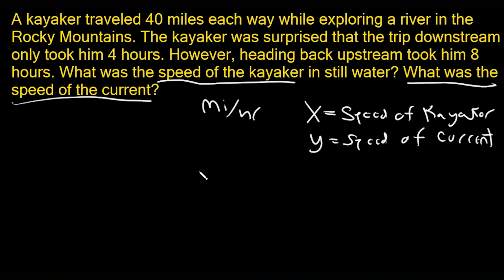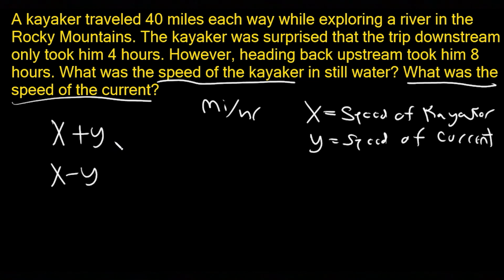And so for my first equation here, we're going to assume we're going downstream. And so I can start off by saying x plus y. And I'm going to say x plus y because, well, here's the speed of the kayaker. We know that the speed of the current will add to the overall speed in which he's going. So we're going to add there when he's going downstream. Now, when he's going upstream, it's going to be subtraction. So for example, I'm going to have x here, and then that's going to take away from his overall speed because he's going upstream. So minus y, the speed of the current. So now I have x plus y and I have x minus y, right?